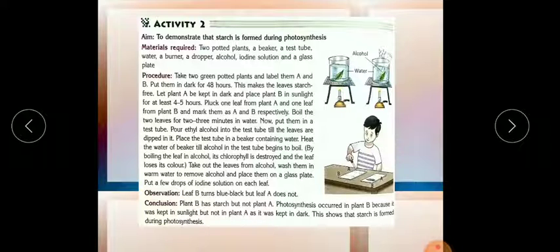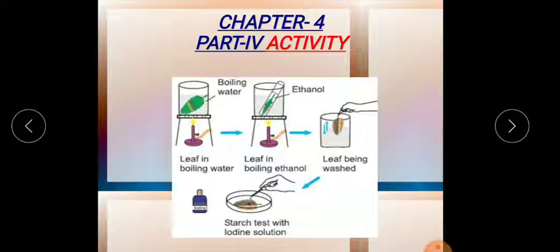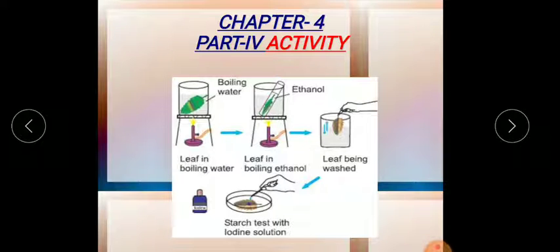Then after that we have to pluck one leaf from that de-starched plant, the plant which we have kept for 24 to 48 hours. Then we will do all the steps that I have already explained to you. That leaf we will first boil with water to kill the germs and all, then ethanol, as I explained, then hot water again, and then we will do the starch test.